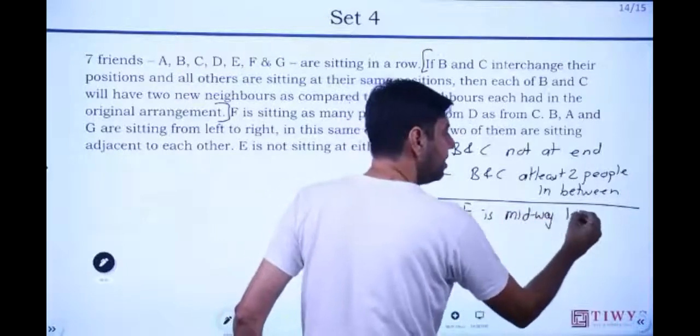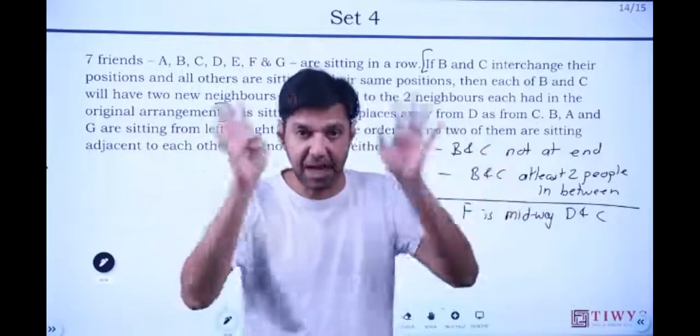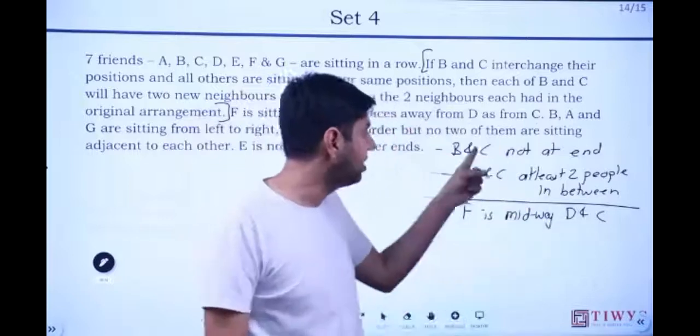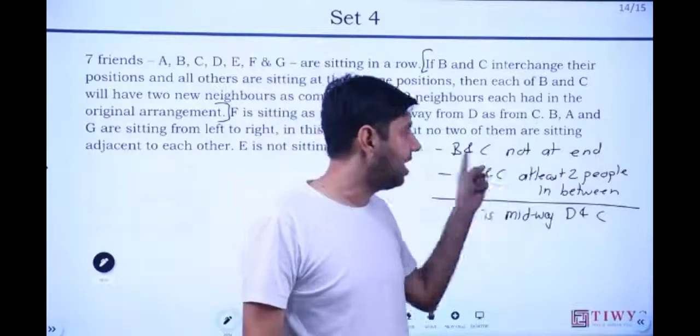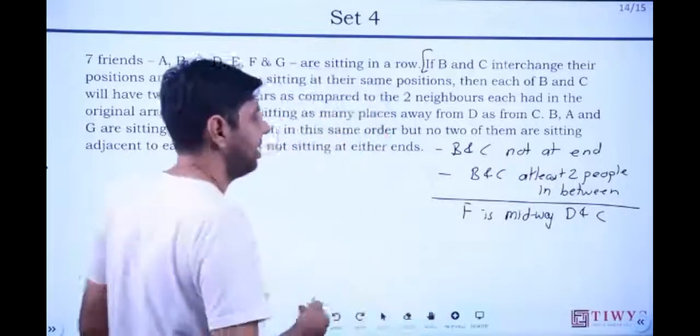So for me, this clue is a visual clue. D and C should be somewhere and F should be exactly in the middle. And do you know what C I've used here? So C can't be at an end. Okay, D and C have to be in the middle and F is exactly midway.